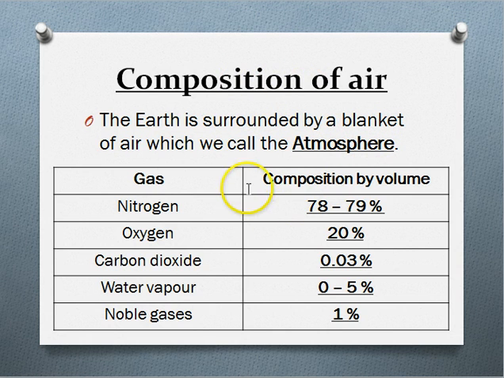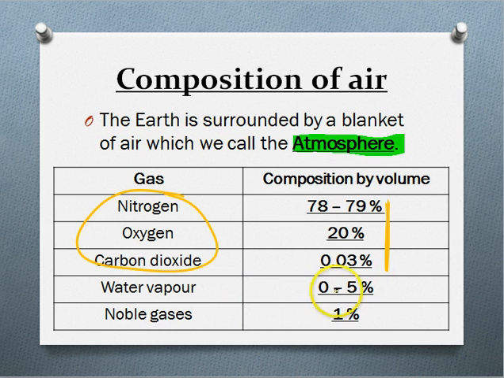Okay, we are going to talk about the air before we talk about the atmosphere. So take note, the Earth is surrounded by a blanket of air which we call the atmosphere. You must know the composition, especially for this tree over here. Nitrogen is about 78 to 90%, oxygen is about 20%, and carbon dioxide is 0.03%. These are the important ones that you must remember. Water vapor ranges from 0 to 5%, noble gases about 1%. So the composition here, remember, you must memorize them, especially for this tree over here.